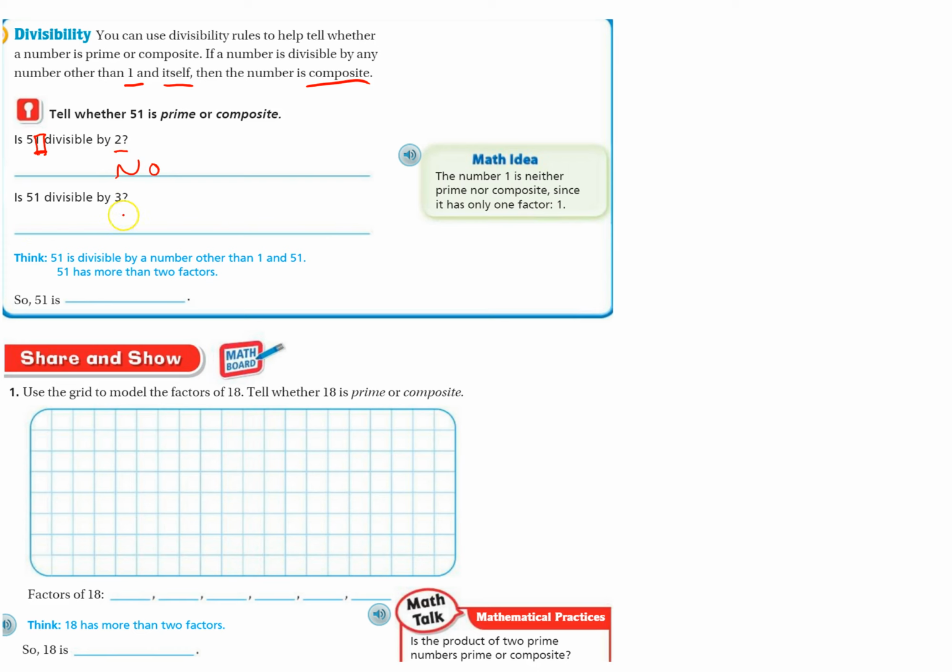Is 51 divisible by 3? Well, remember our divisibility rules. That's why in that video I said how important it is to remember these. 5 plus 1 equals 6, and 3 can go into 6. So I know 3 will also go into 51. So 51 I know has to be composite.